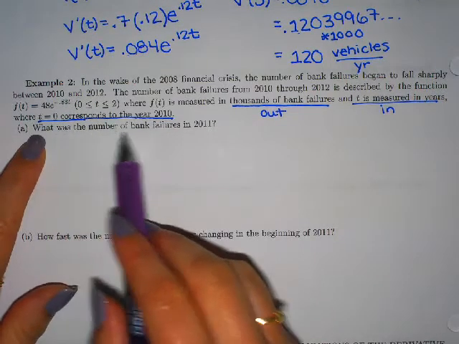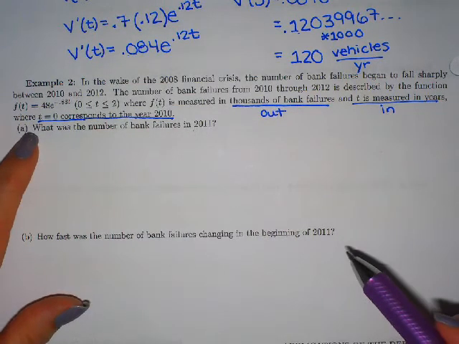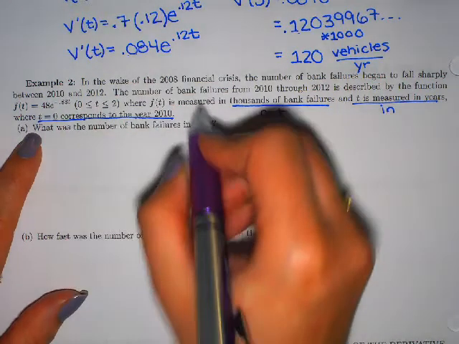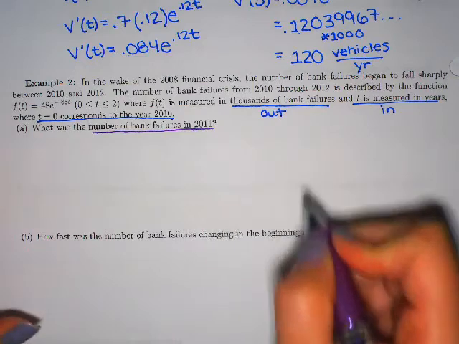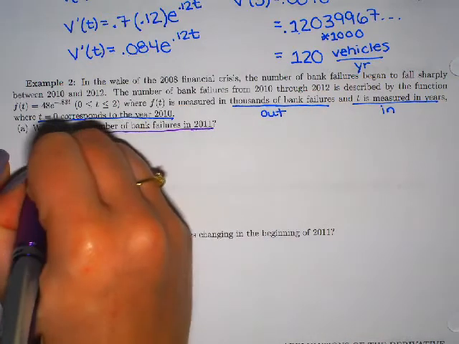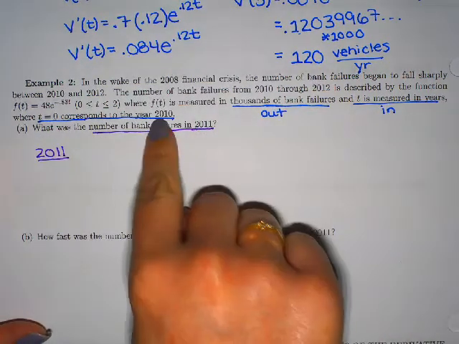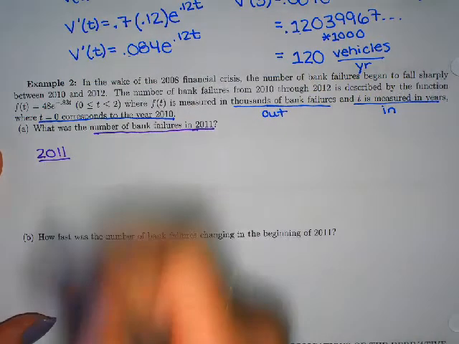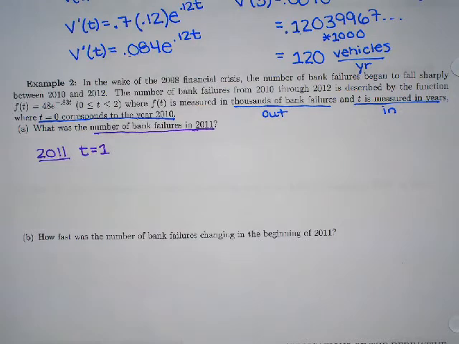So we have three options here. It says, what was the number of bank failures in 2011? Do you see the word change? Does it say how fast was something happening? No, it doesn't have any indications that we're talking about change. We're just talking about the number of bank failures in 2011, which means I'm going to plug into the original. So 2011 is what t-value? This one we might not need to count on our fingers because it's very close to the original one. 0 is 2010, 1 is 2011. I swear it helps on some of them to just count on your hands if you have to. So we have t equals 1.